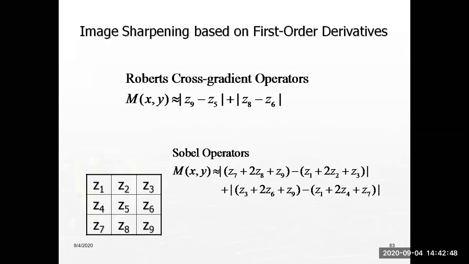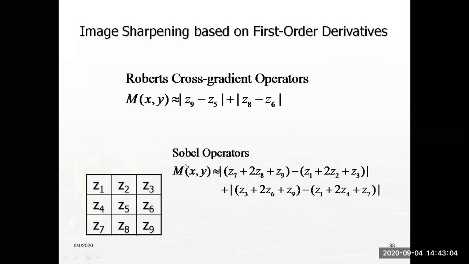And the Roberts cross gradient operator. Another one is there, the Roberts cross. In this case, capital M of x comma y equals modulus of Z9 minus Z5 plus modulus of Z8 minus Z6.